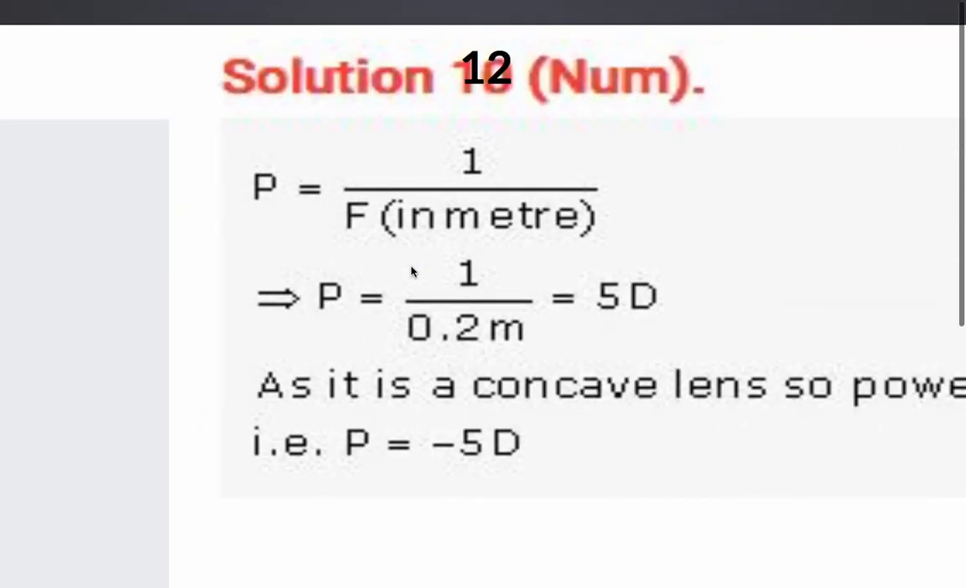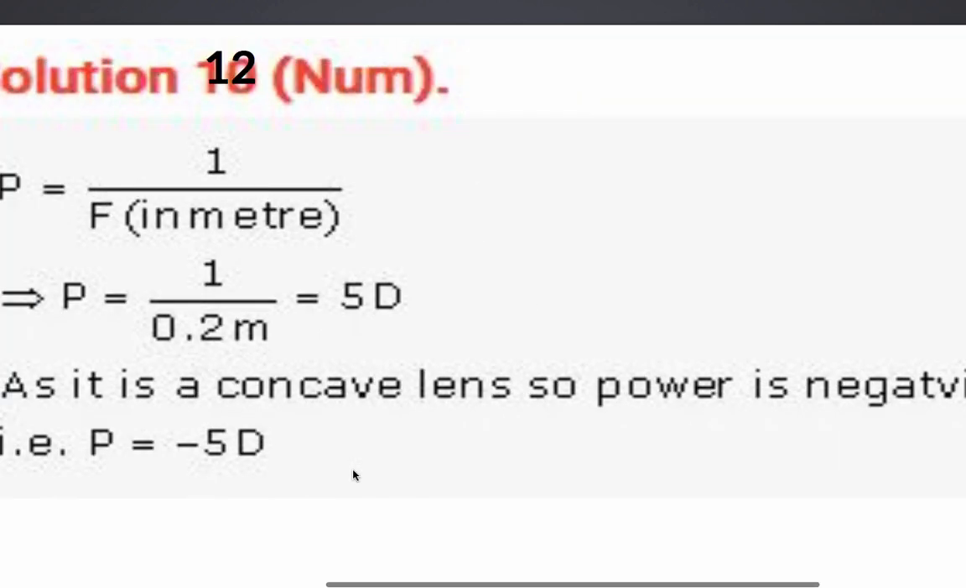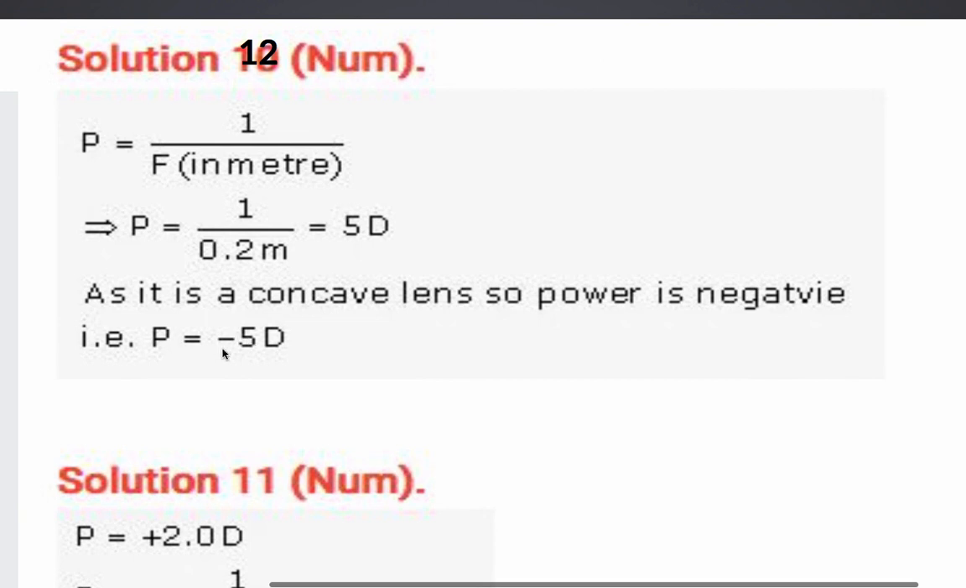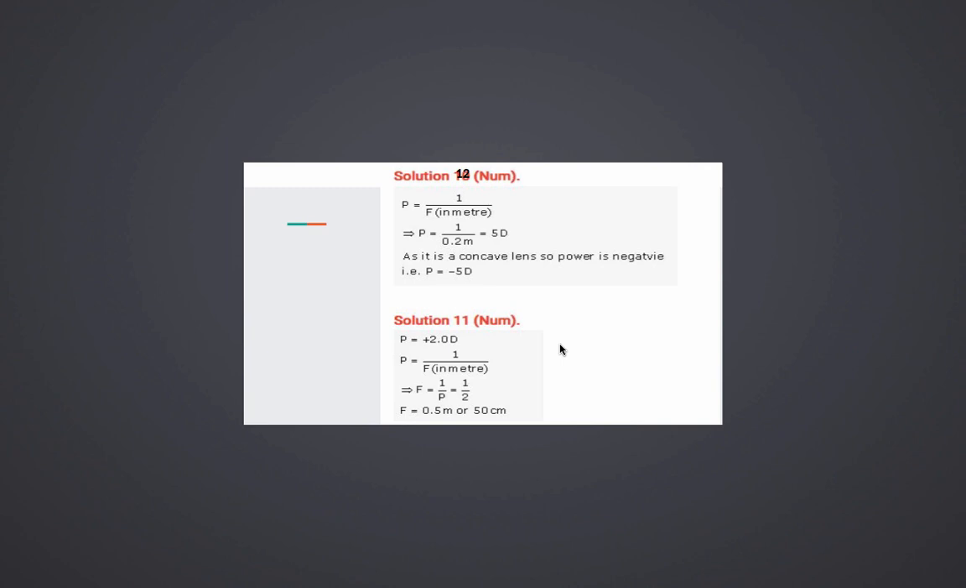Let's move to the 12th solution. Pay attention, students. Question says, express the power with sign. For convex, power is always positive. For concave, power is always negative. Express the power of lens with sign of a concave lens with focal length 20 centimeter. So, 20 centimeter means 0.2 meter. 1 upon 0.2, 5 diopter. Concave lens it is, so it will come out minus 5D. It's a concave lens, so power will come negative. So this was solution number 11 and 12.